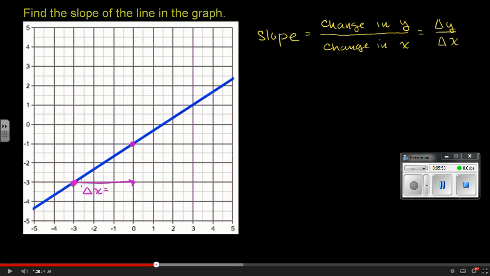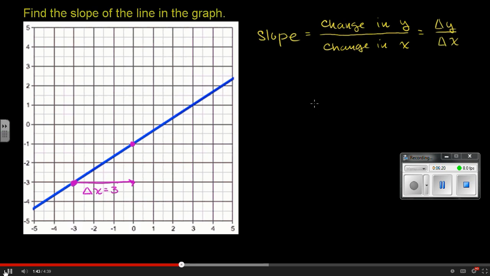He's doing the run first, but up here he's put it on the bottom. So I think he's just going to show you both pieces, but we will put the x part on the bottom. 1 step, 2 steps, 3 steps. My change in x is 3. And you can even see it from the x values. If I go from negative 3 to 0, I went up by 3. So my change in x is 3.